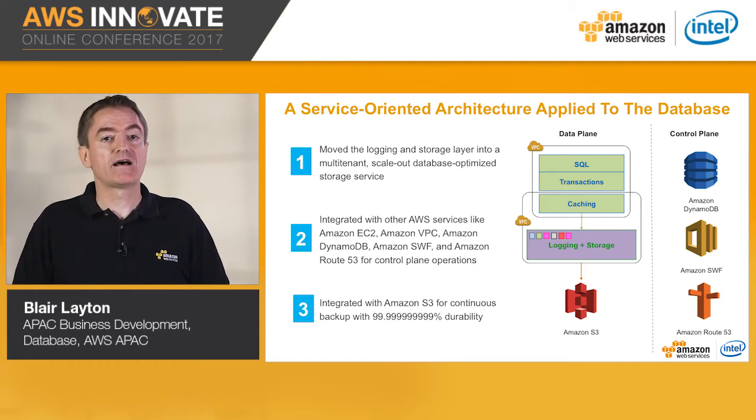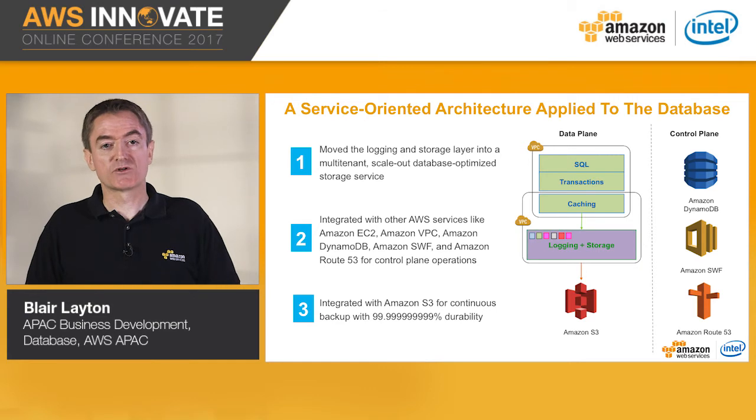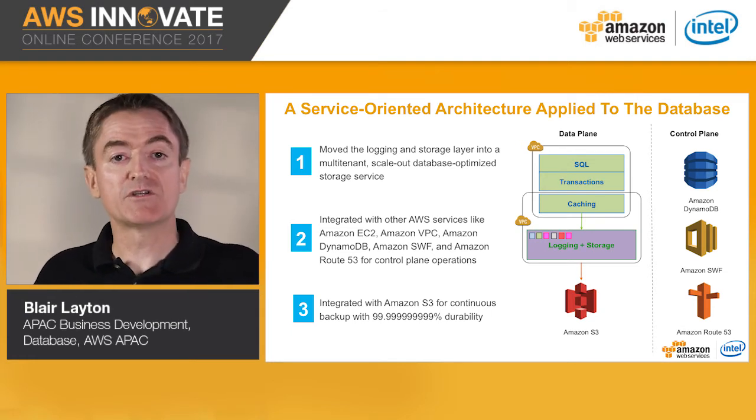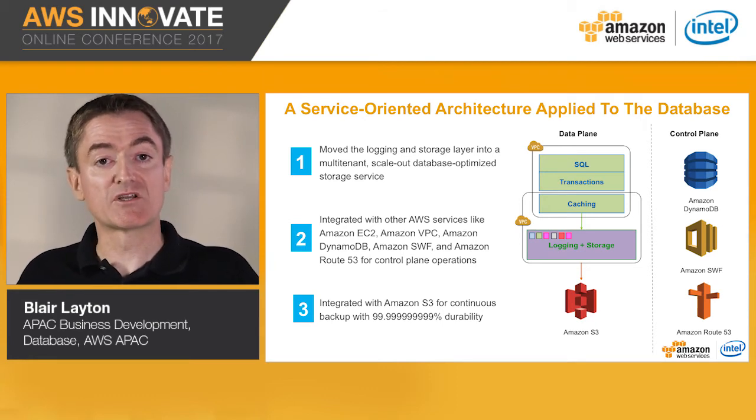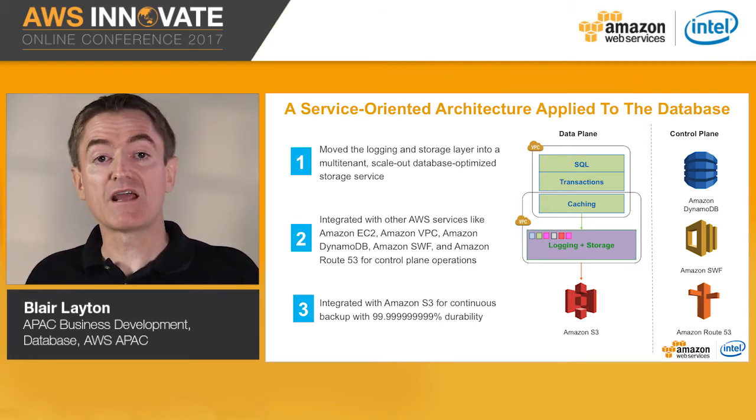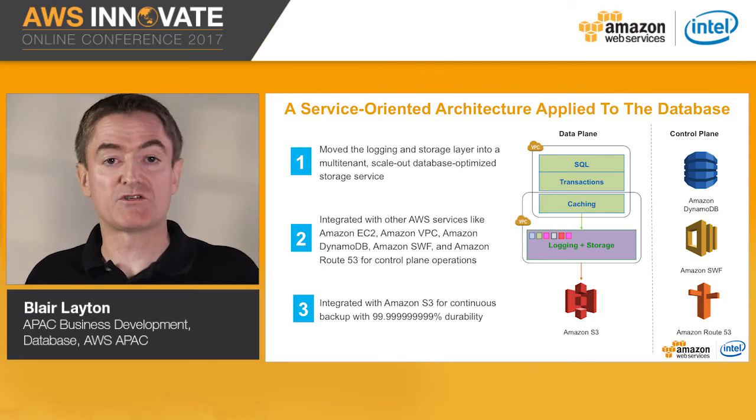It is integrated with our AWS services to help manage Amazon Aurora, such as EC2, Amazon DynamoDB, Amazon Simple Workflow, and Amazon Route 53. Backups are continuously taken from the storage service and integrated with Amazon S3 with 11 nines of durability. You can also create a manual snapshot and save that in S3 too.